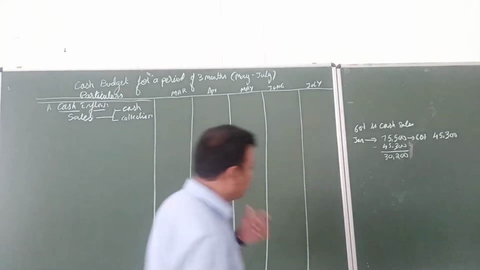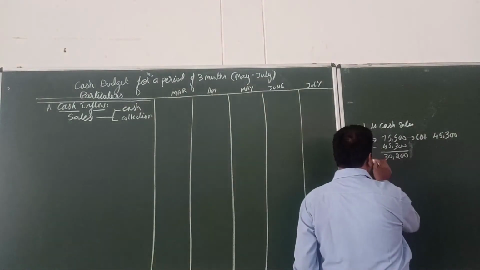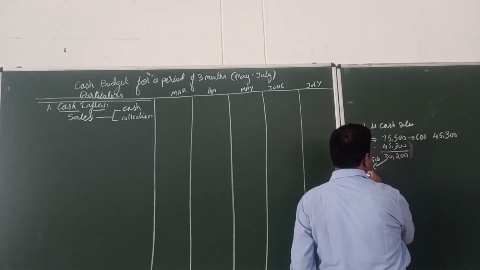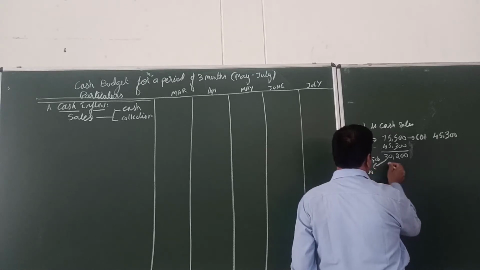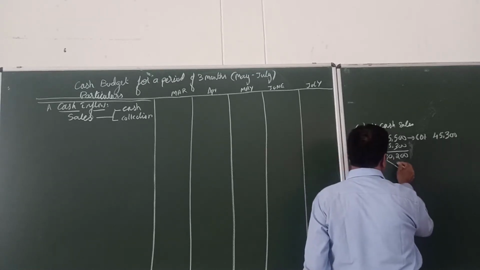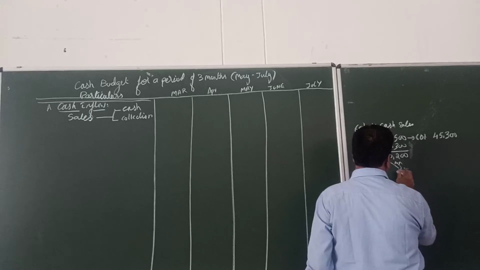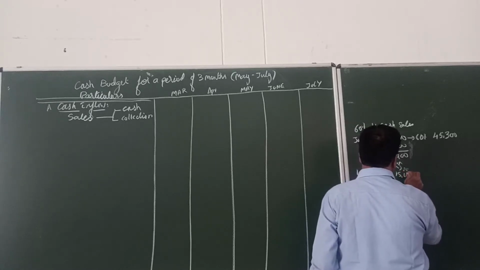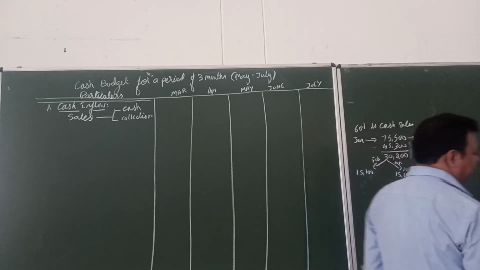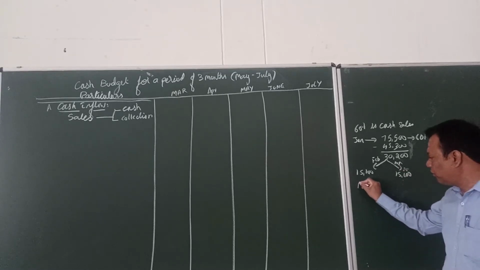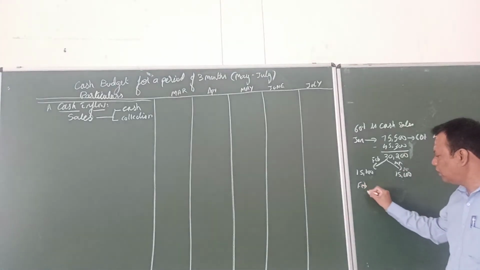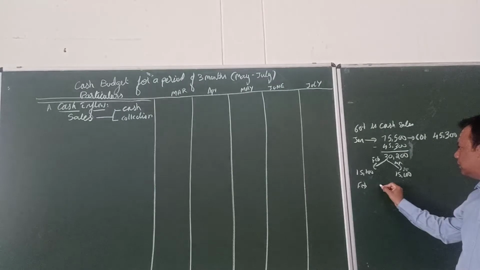So for January, in February how much we are going to collect? 15,100. March, how much? Same, 15,100. So we are not doing it for the month of March. We are not doing it for either February or March. We will not scratch it. February, what is sales?